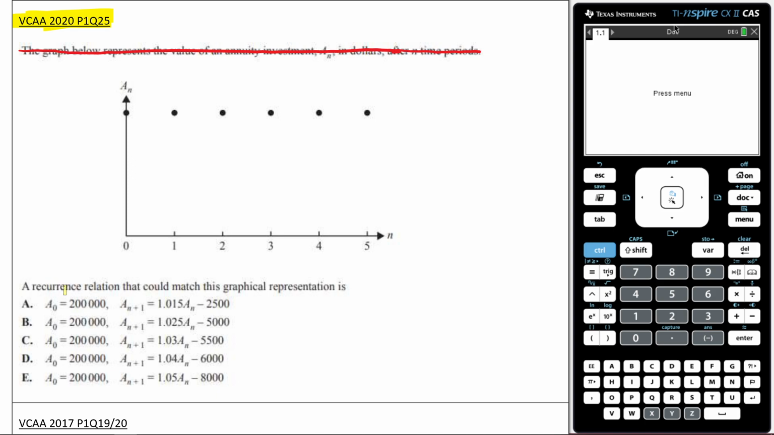And it's saying, the recursion relation that could match this graphical representation is... well, the first thing you have to do is look at your graph here and recognize, oh, this is an interest-only loan. The reason why we know it's an interest-only loan is because the principal value never changes. You can see just by looking at all of these that the loan they've taken out is $200,000. And every month, or iteration, it's always remaining as $200,000. So that tells us this is an interest-only loan, meaning the payments that we're making are only covering the interest. The principal remains the same.